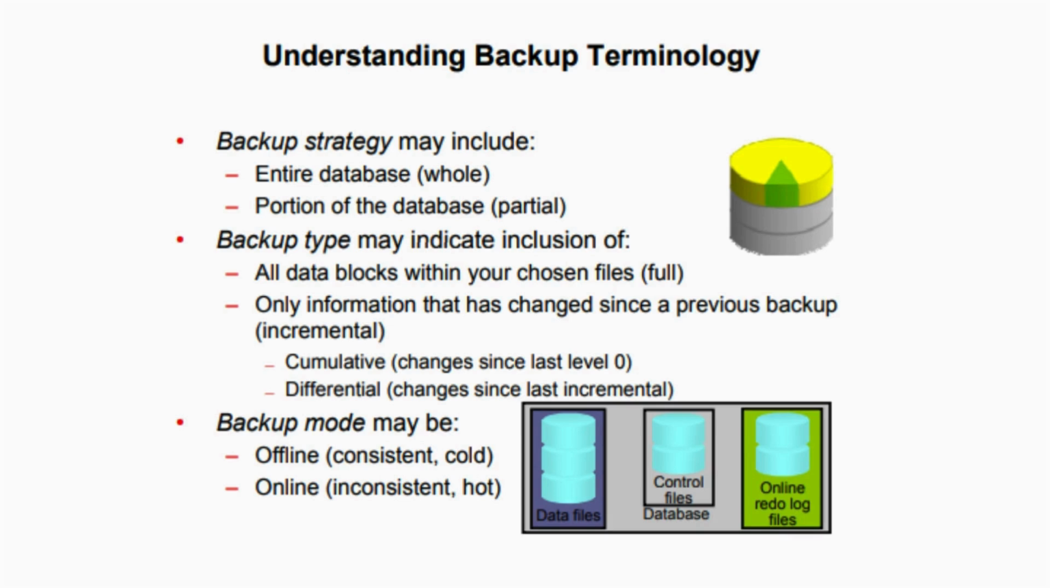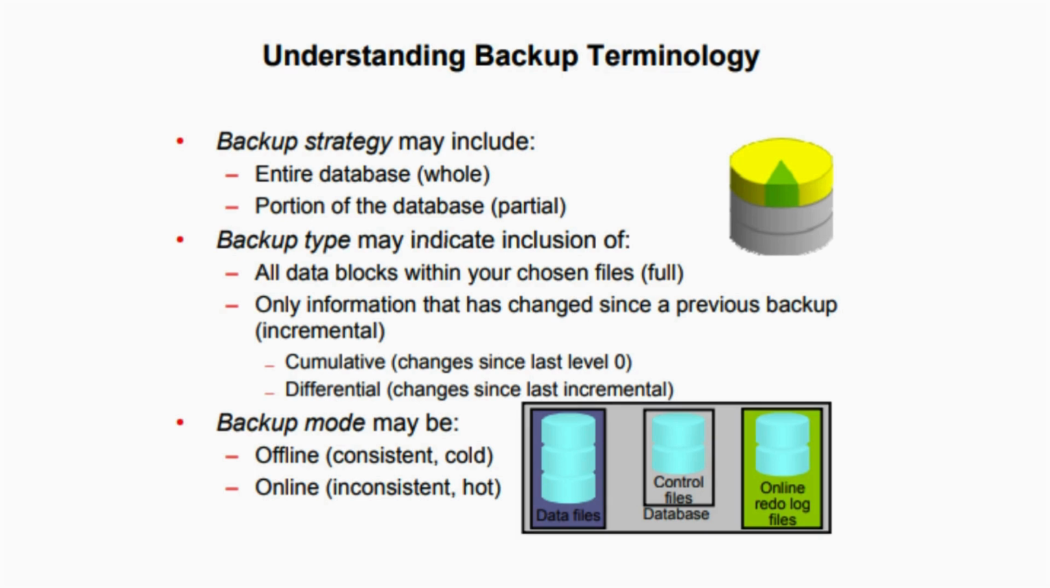Oracle Database supports 2 levels of incremental backup, 0 and 1. A level 1 incremental backup can be one of 2 types, cumulative or differential. A cumulative backup backs up all changes since the last level 0 backup. A differential backup backs up all changes since the last incremental backup, which could be either a level 0 or level 1 backup. Change tracking with RMAN supports incremental backups.